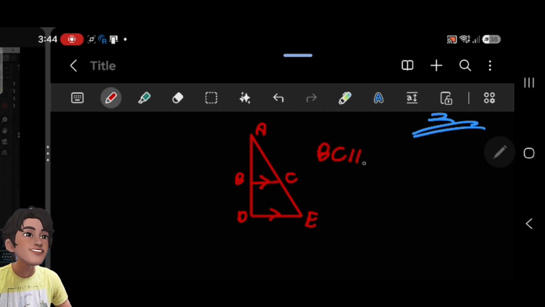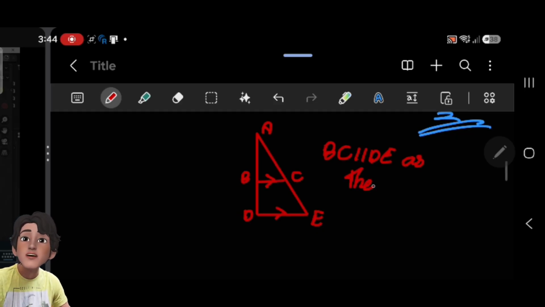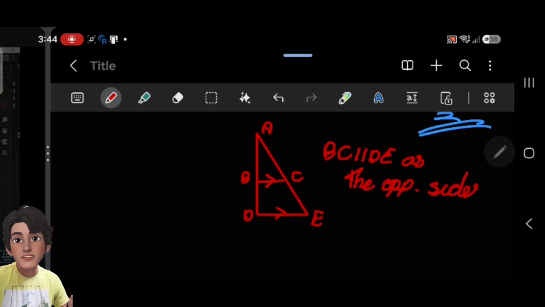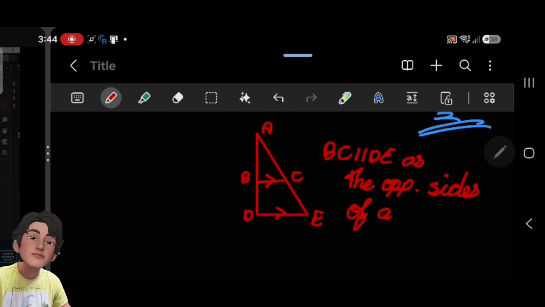Here BC is parallel to DE as they are just the extensions and parts of the opposite sides of the cube, and the opposite sides of a cube are always parallel to each other. Therefore, the parts of the opposite sides of a cube are also parallel to one another.